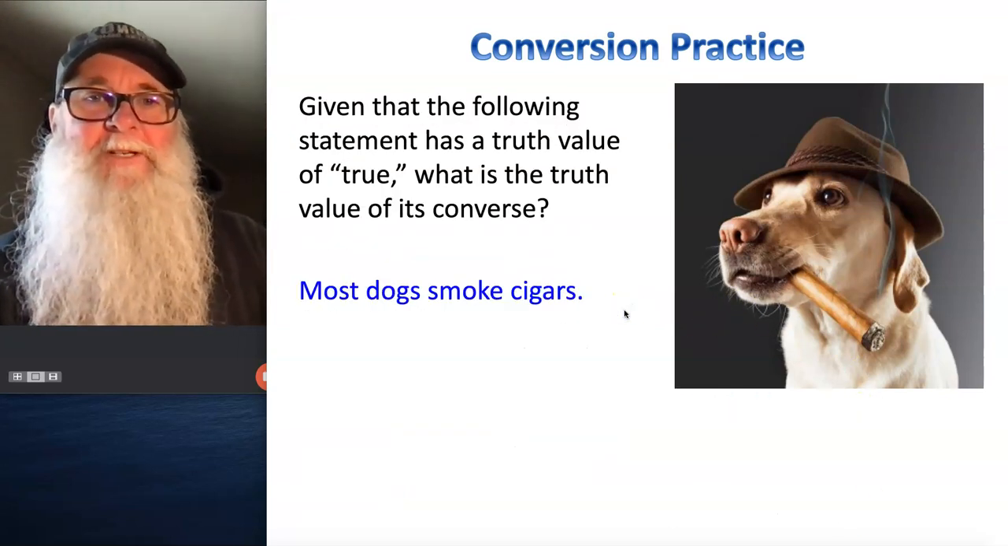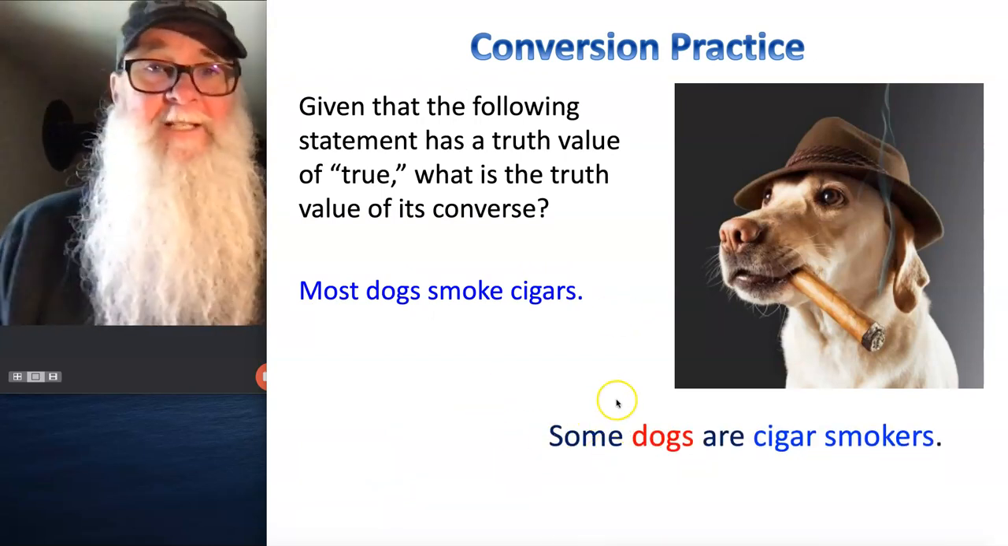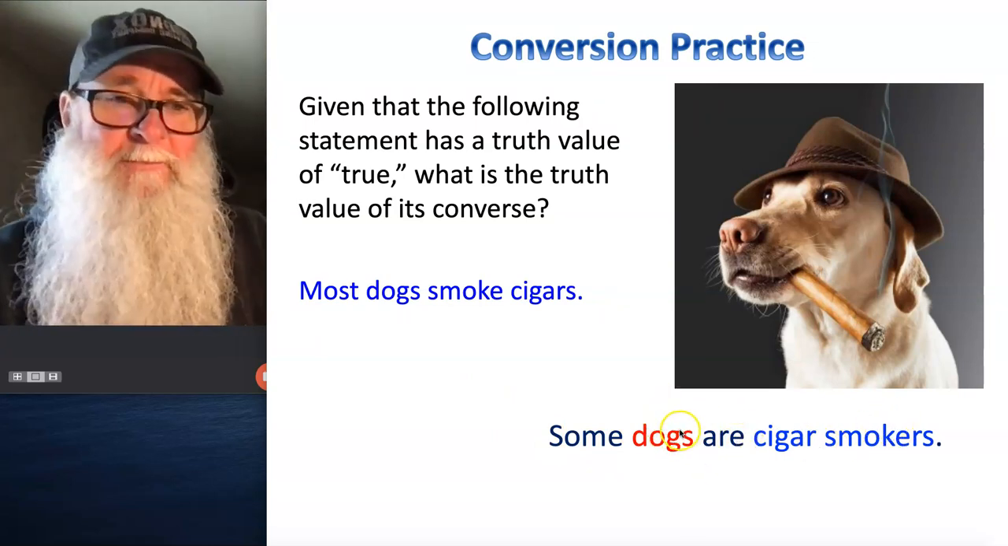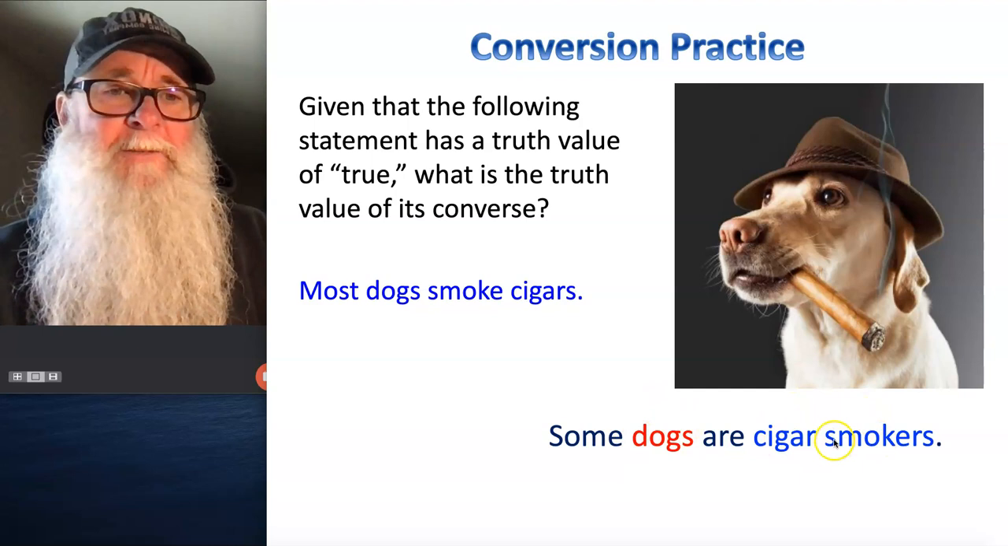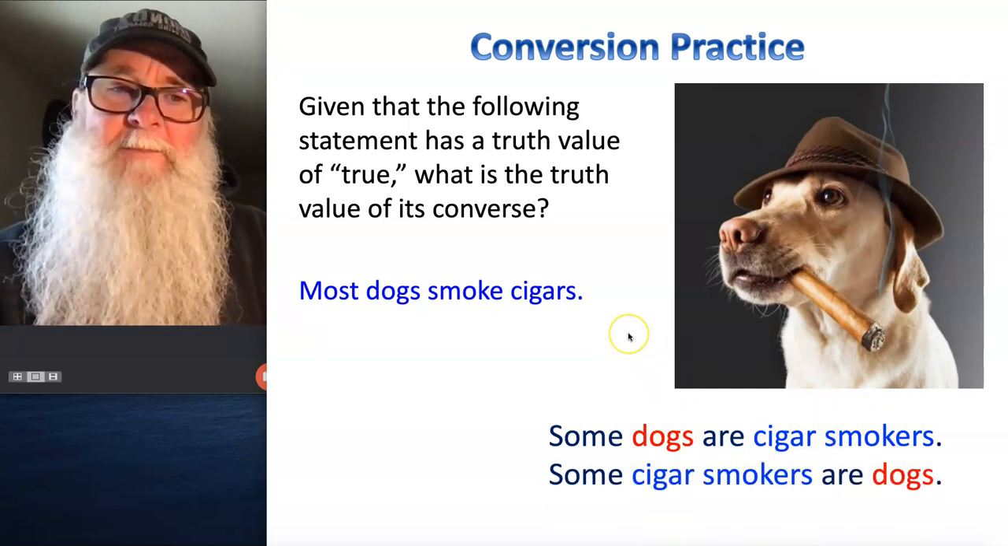All right, so let's see what we got. First statement: most dogs smoke cigars. Most, but not all. That tells me we're dealing with an I statement. Some dogs are cigar smokers. Okay, so we've got our subject term dogs and our predicate term cigar smokers. When we apply the rule of conversion, we wind up with this statement: some cigar smokers are dogs.